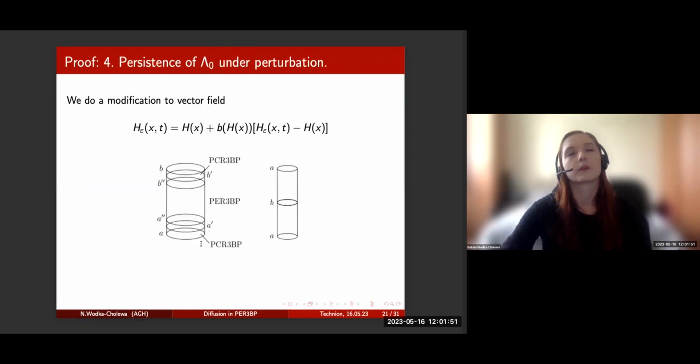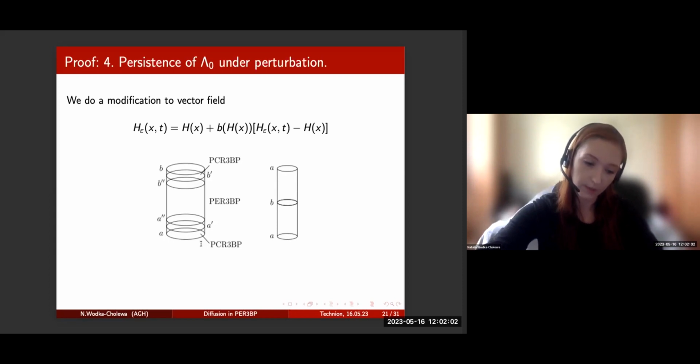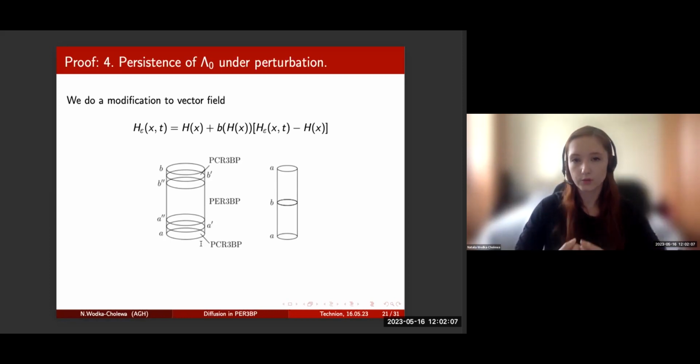Okay, so if you want to prove the persistence of the normal hyperbolic invariant manifold, you want to do some modification to a vector field. So you can use the standard normal hyperbolic invariant theorem. And to do that, you have to treat this lambda 0, as I said, as a 2-dimensional torus. So you do some gluing. You use some bump function. So this is the idea.